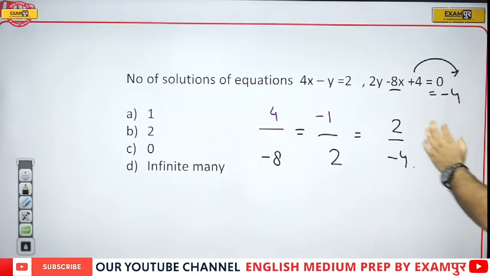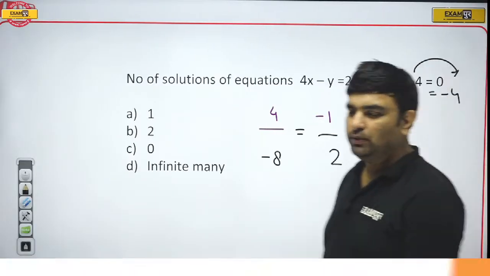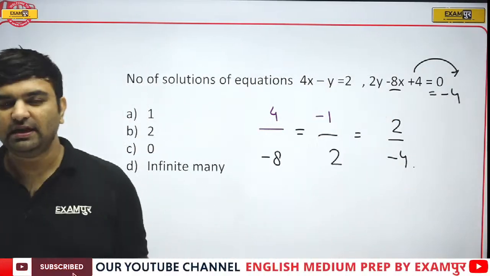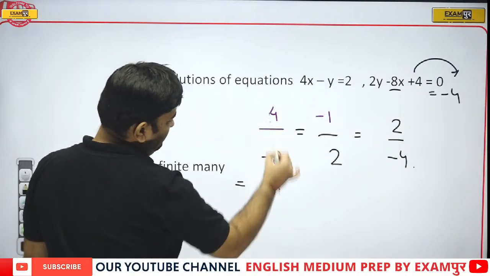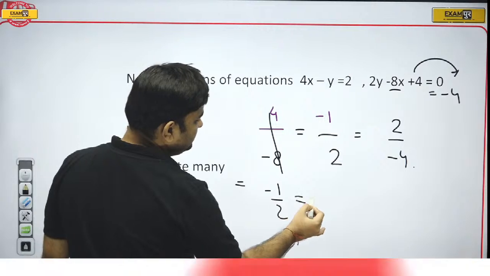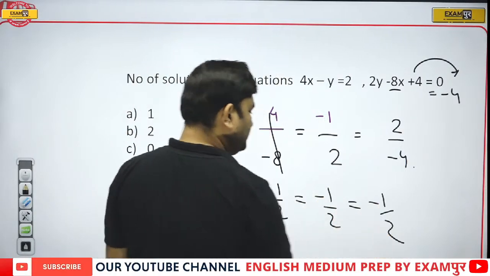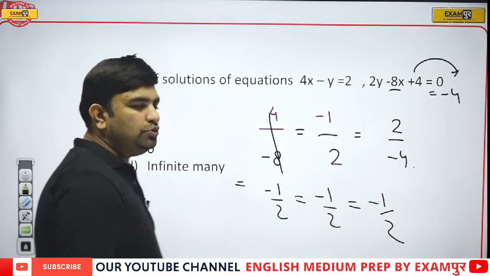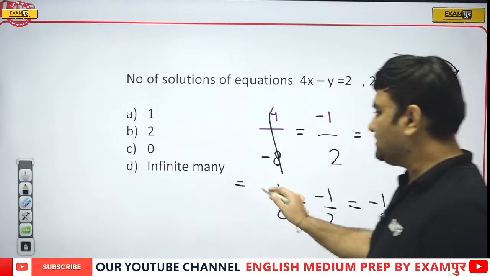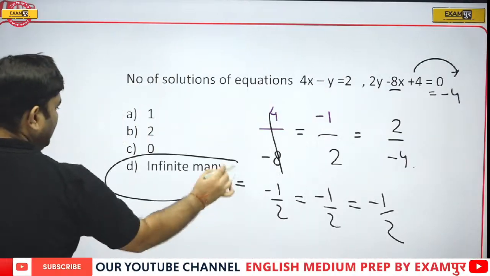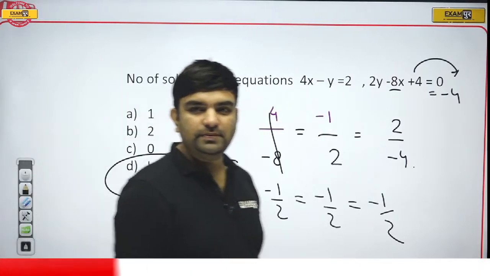If at one place it is after equal to, take it after equal to here as well. So it is minus 1 by 2, and this is minus 1 by 2. A1 upon A2 is equal to B1 upon B2 is equal to C1 upon C2. This is going to have infinite many solutions.